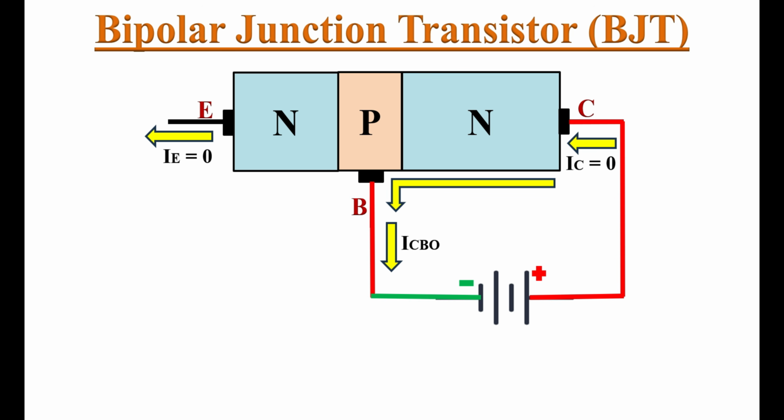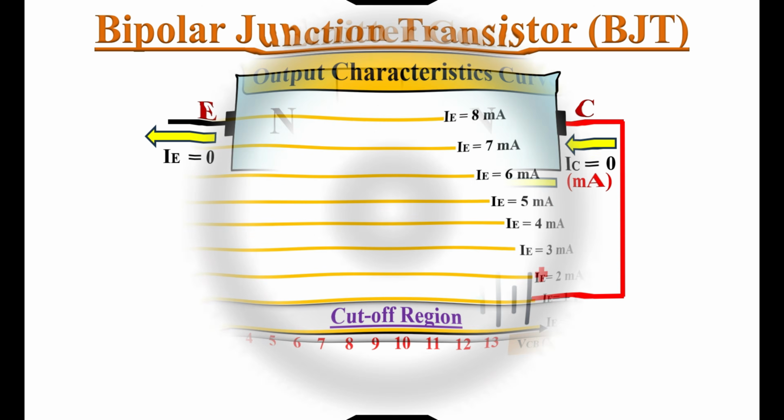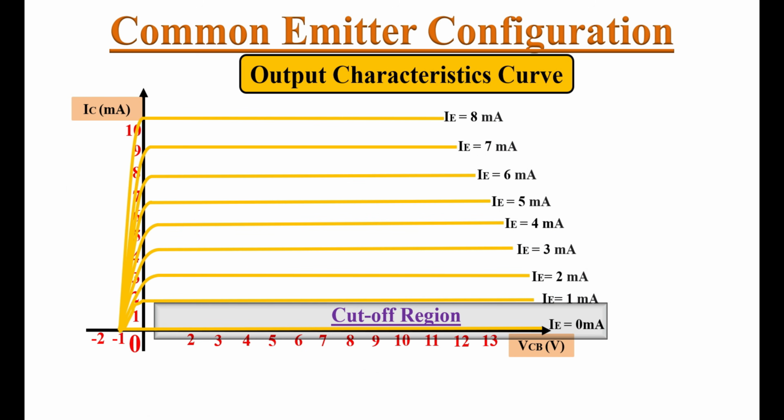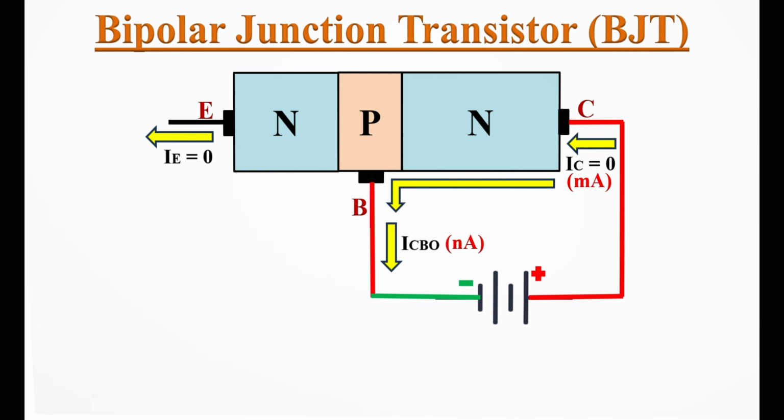This reverse saturation current is typically in the range of nanoamperes to microamperes. On the other hand, the collector current IC is usually in the range of milliamperes. So if you observe this graph, in cutoff region, the collector current IC almost appears as 0. Here this reverse saturation current ICBO depends on the temperature. That means as the temperature increases, this reverse saturation current will also increase.